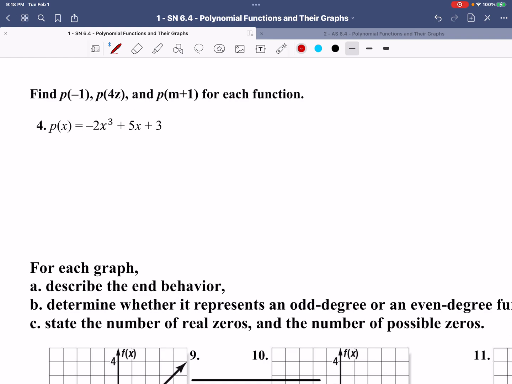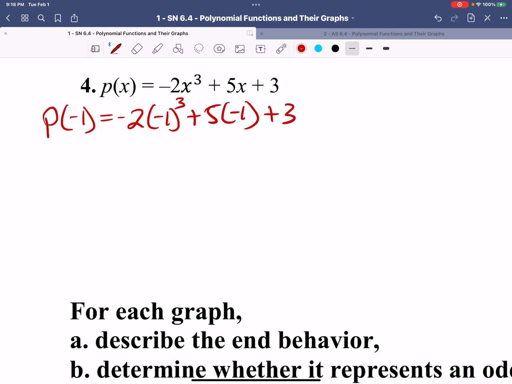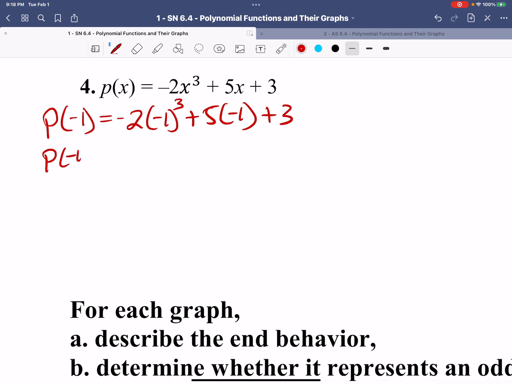So I have p of x. I've got this equation right here: negative 2x cubed plus 5x plus 3. So for p of negative 1, we're going to plug in negative 1 where the x is. Okay, so now p of negative 1 is equal to negative 2 times, now, negative 1 cubed is negative 1 times negative 1 times negative 1, so that's negative 1. And 5 times negative 1, well, that is negative 5, and then plus 3.